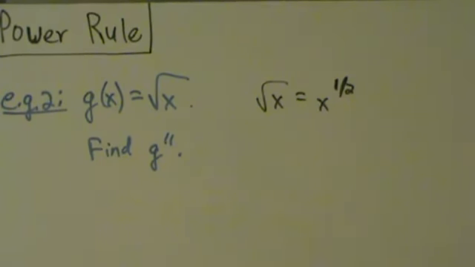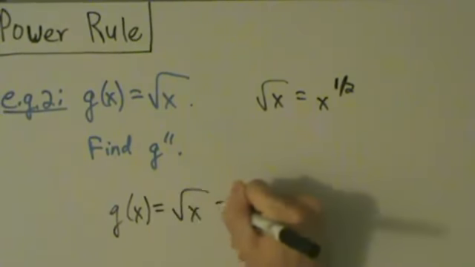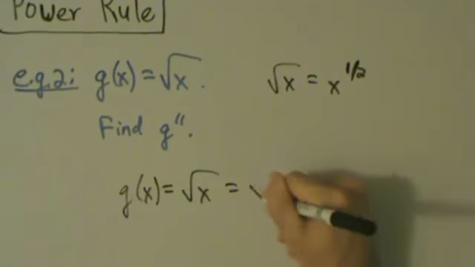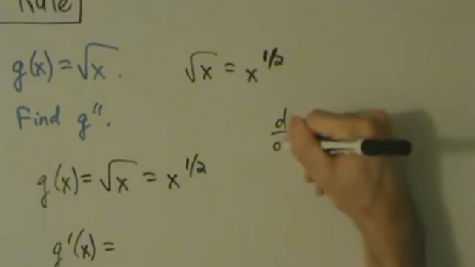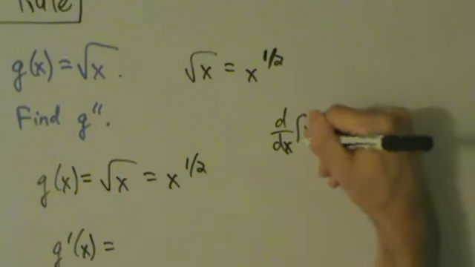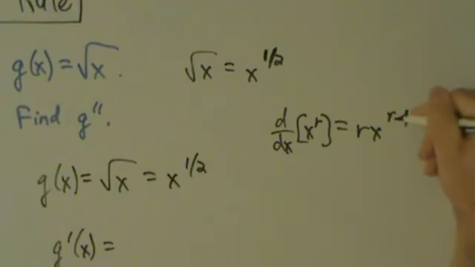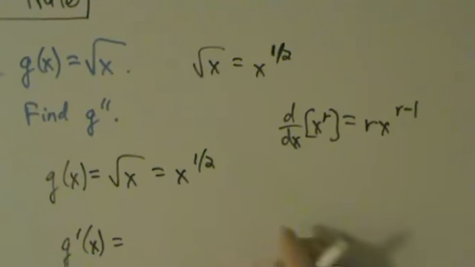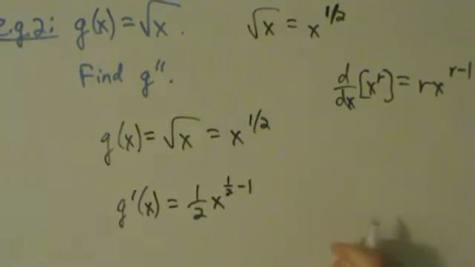So g of x equals the square root of x, which is just x to the 1/2. So that means g primed of x is going to be what? Well, x to the 1/2. So remember the derivative of x to the r is just r x to the r minus 1. So in this case, our value of r is just 1/2, right? X to the 1/2. So what we're going to have is 1/2 x to the 1/2 minus 1, like that.